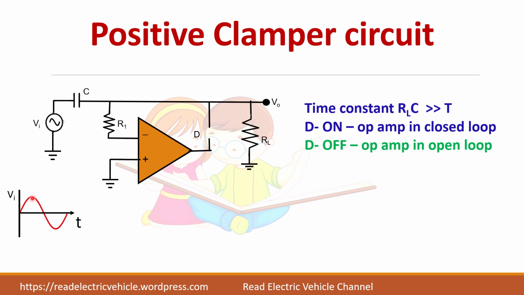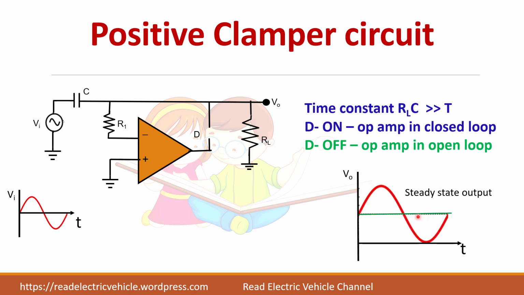For this particular sinusoidal input, the steady state output will be like this for the positive clamper circuit. But as soon as you apply the input signal, you will not get the steady state output. The capacitor needs some time for charging. So after a cycle of input signal, you will get the steady state. Let us see what happens in the first cycle of the input signal.